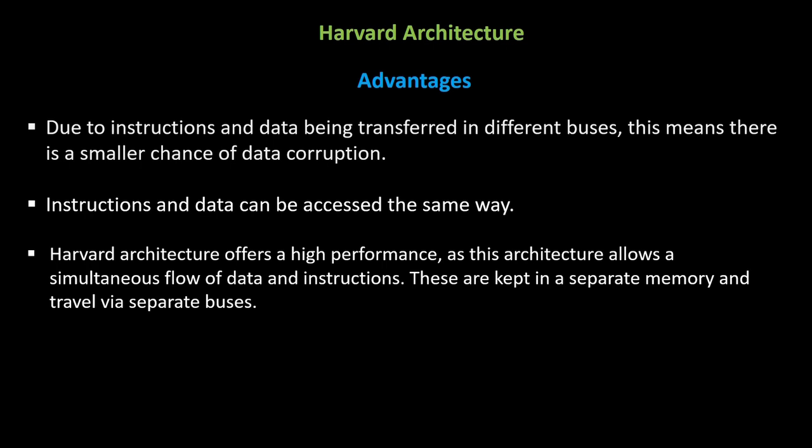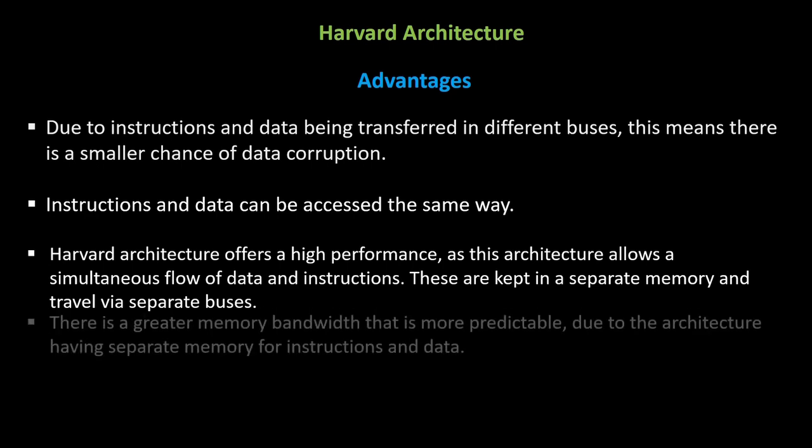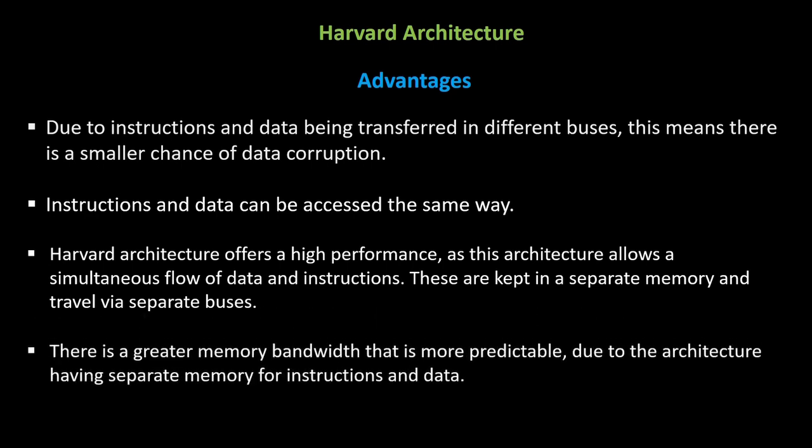The simultaneous flow of data and instructions, facilitated by separate memories and buses, leads to high performance. This simultaneous access allows for efficient processing and faster execution of tasks. Additionally, Harvard architecture provides greater memory bandwidth, which is more predictable due to the separation of instruction and data memory. This can result in improved system performance and responsiveness.